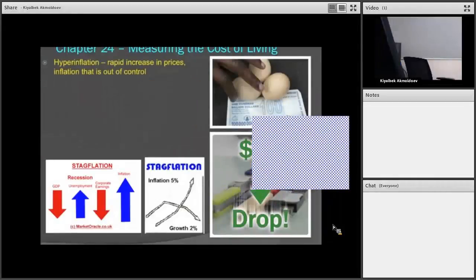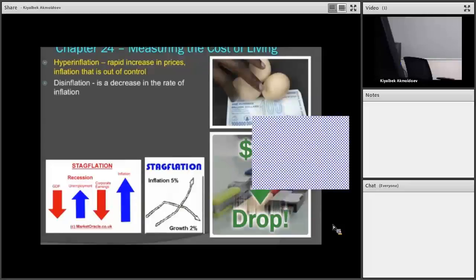Here's a couple other terms you need to know. When prices go rapidly out of control, they highly inflate. We call this hyperinflation. The most recent example of this would be in Zimbabwe, which in the late 2000s saw their currency actually die. Zimbabwe basically printed their currency to the point where it was no longer accepted internationally.